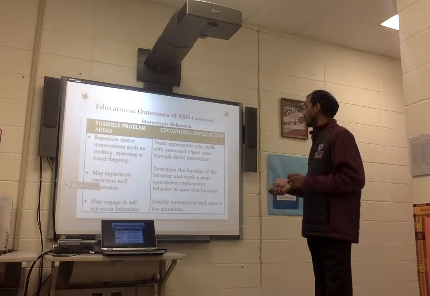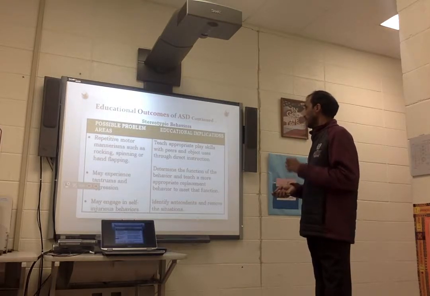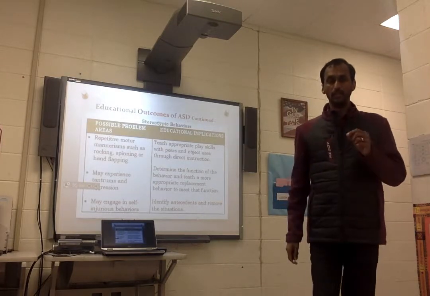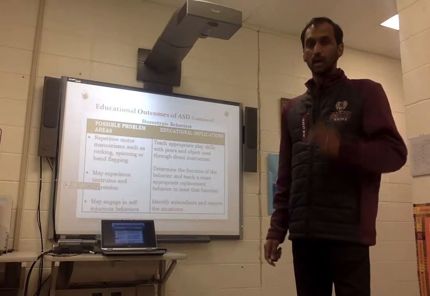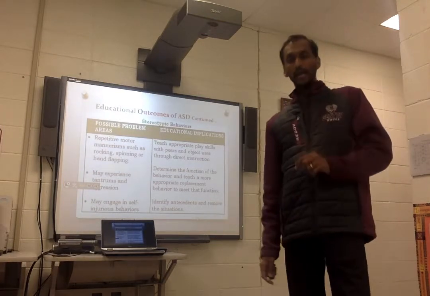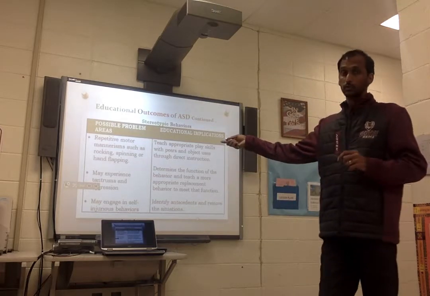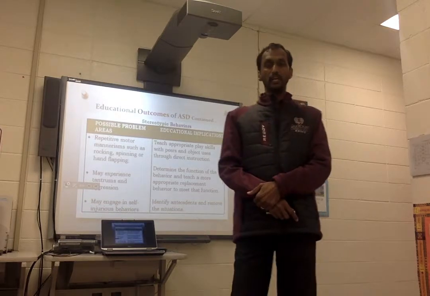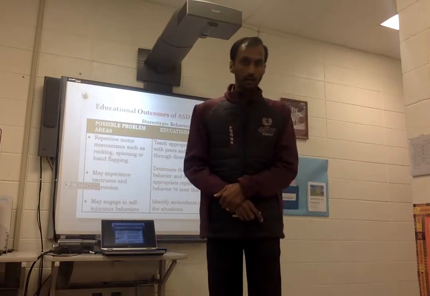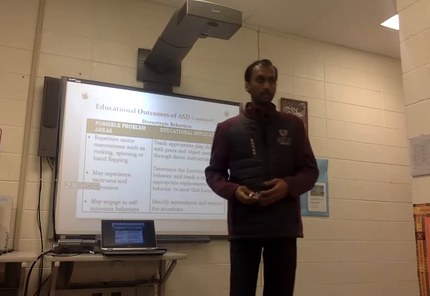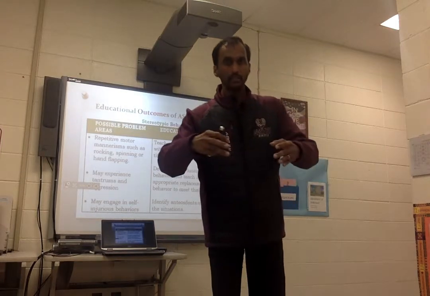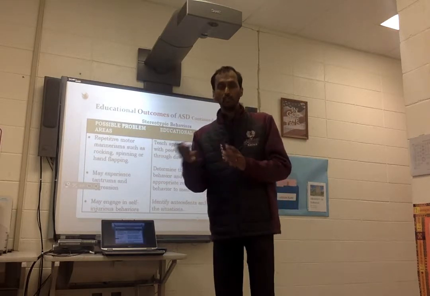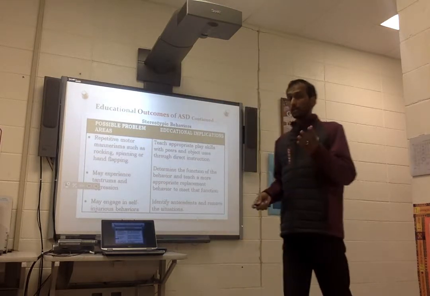Then teach appropriate play skills with peers and object use through direct instruction. Provide direct instruction, talk about it, or place him in play activities in order to overcome those kinds of repetitive activities. For example, a child sits in the chair continuously, maybe starts rocking. Then what do you do? Take him out of the chair, put him in a group, create some group activity, let him play with the group. Then he will come out of the condition, which is repetitive motor behaviors.